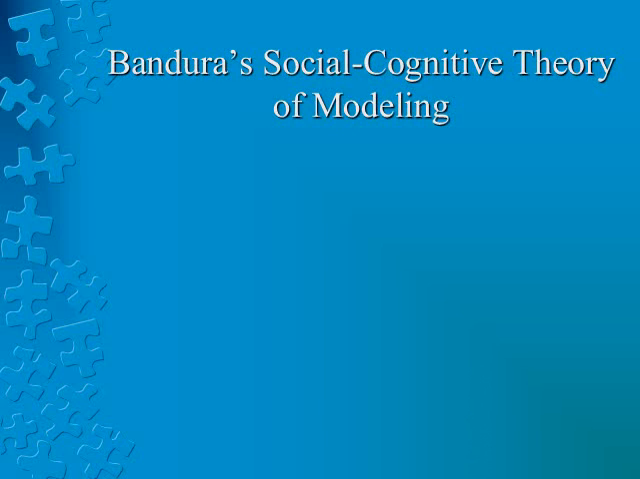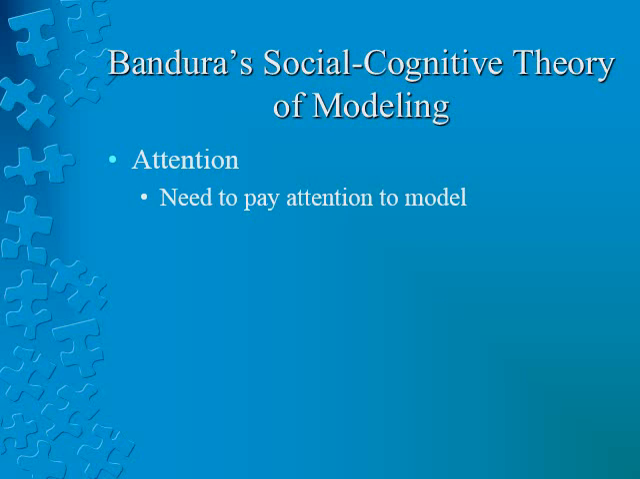and modeling. Now, according to Bandura's processes, according to the social cognitive theory of modeling, a couple things need to happen in order for a model's behavior to change a kid's behavior or someone else's behavior. It doesn't have to be kids. This can be adults modeling behavior to other adults as well.